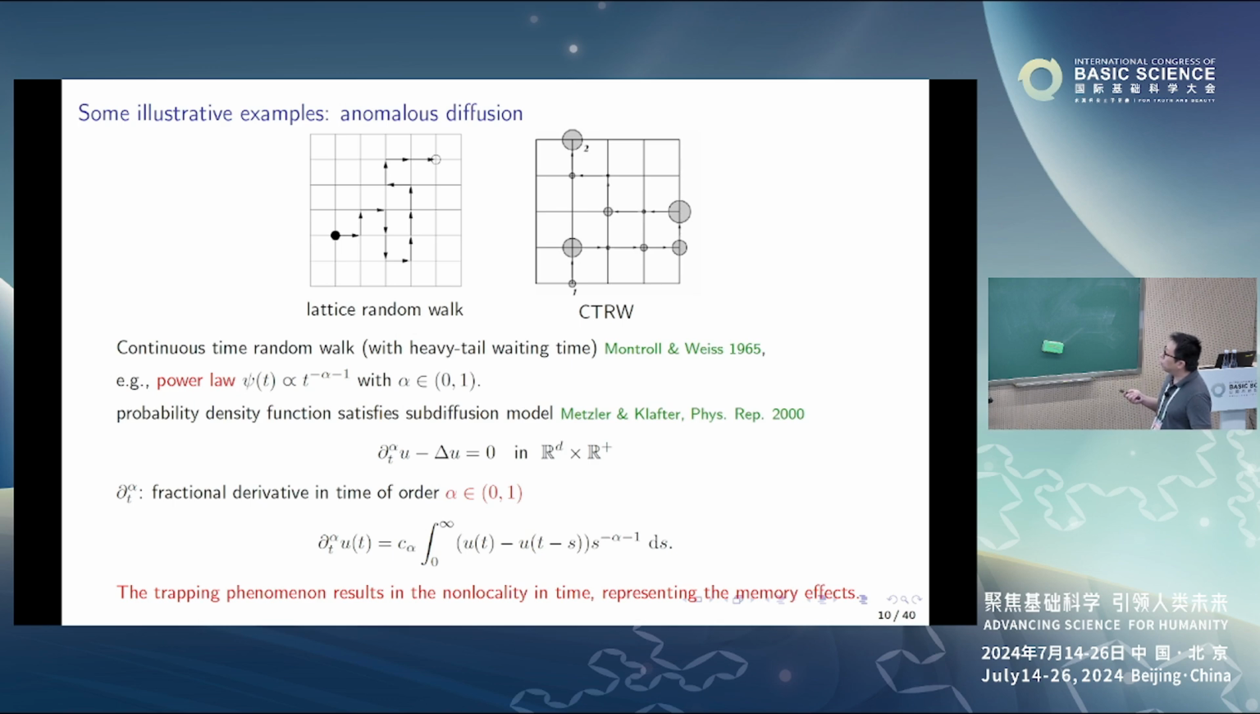In continuous time random walk, the particle could stop at a certain position for quite a long time. And if the probability density function of the waiting time satisfies some heavy tail distribution, for example, the power law, okay, in this way with alpha between 0 and 1, then the corresponding PDE model is like that, right? The first order derivative in time in the classical diffusion model is replaced with a nonlocal in time fractional model, which is defined in this way, okay? The integral is from 0 to infinity, okay? And this nonlocality represents some memory effect.